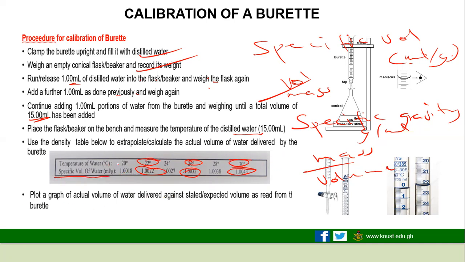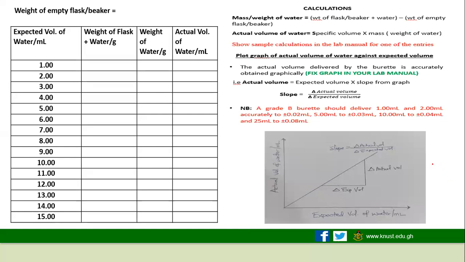Good. Now, after choosing the correct specific volume relating to the temperature, the next thing we are saying is that you plot a graph of the actual volume delivered against the volume read from the burette, or the volume delivered by the burette. So let's digest this. It will help us to draw the graph better. Now, what do we need? Before we do anything, we need the weight of the empty conical flask or beaker, right?